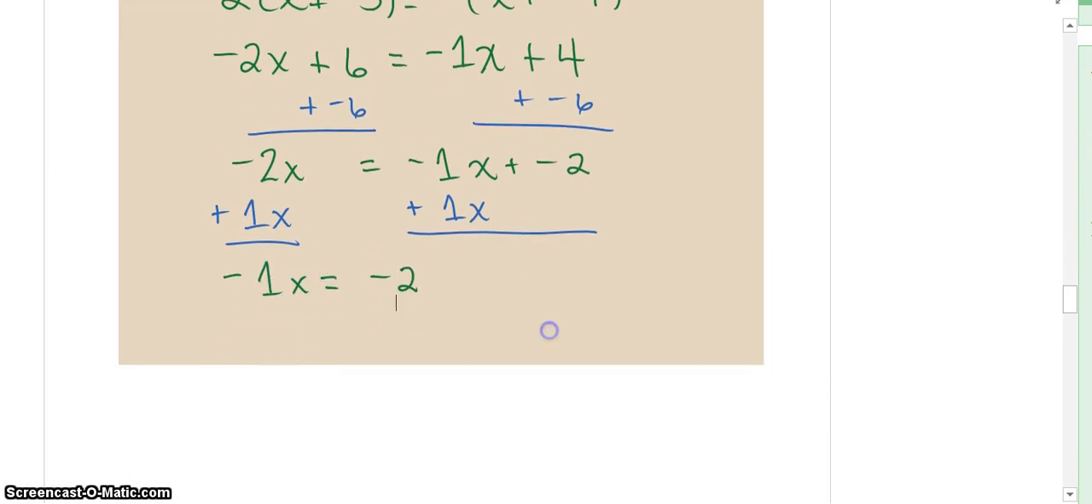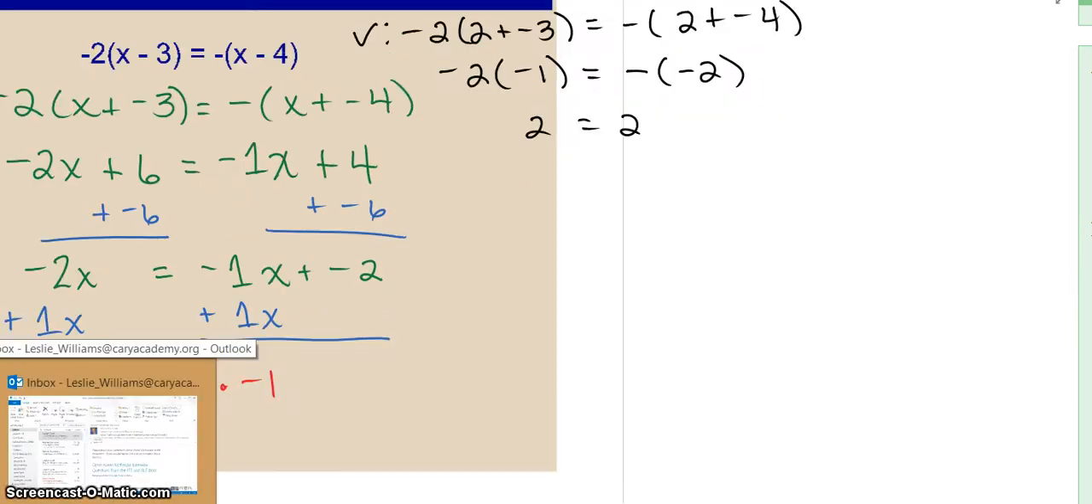Again, you can write that as just negative x. So now I'm going to multiply both sides by the reciprocal of negative 1, which is negative 1, and x equals 2. Here is my check step to show that I have the correct answer. Let's now move on to the next equation.